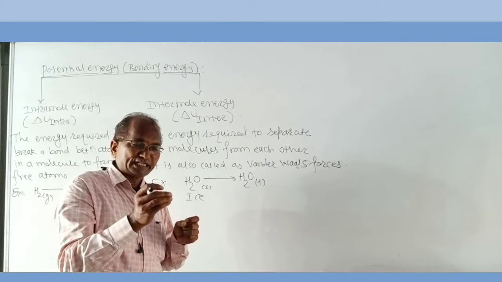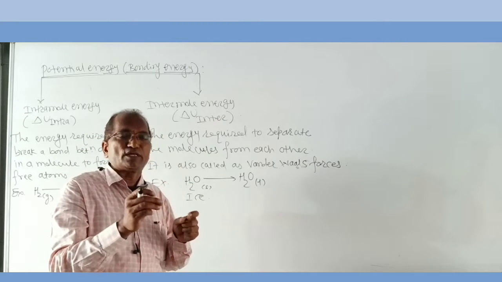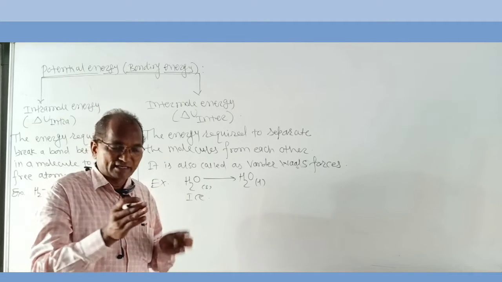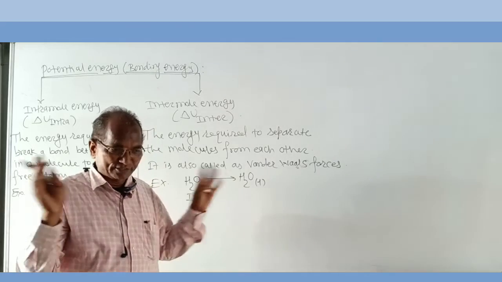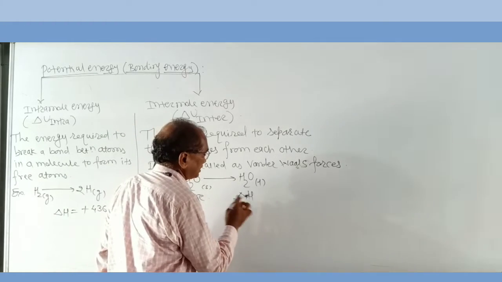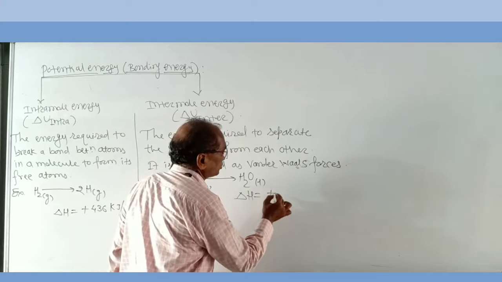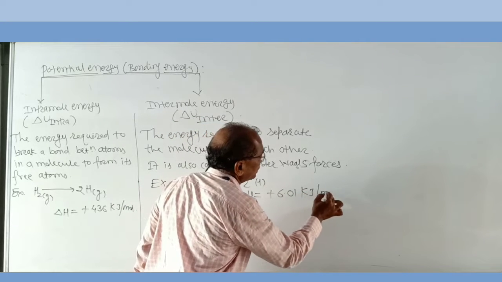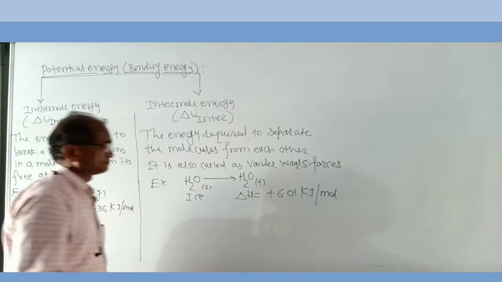And the bonding between H2O molecules is very weak bonding, and the energy required to separate the molecules from each other is very small. That is, delta H is equal to plus 6.01 kilojoule per mole.